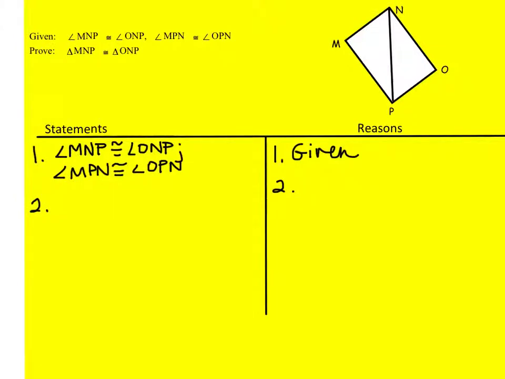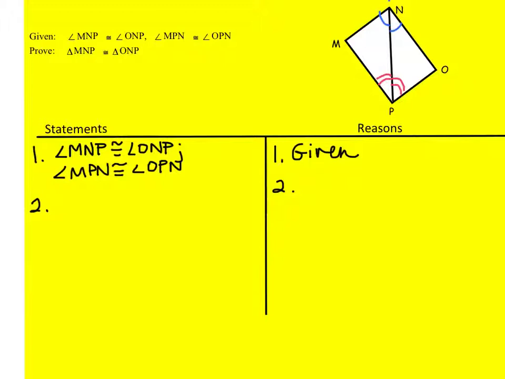All right, proof 3. Proof 3 says angle MNP is congruent to angle ONP. So I have to make sure I'm marking the right angles. M to N to P is congruent to O to N to P. Mark those 2 congruent. Then I have M to P to N congruent with O to P to N. I have written my given, I have marked my given on the diagram, and now I go through my list.